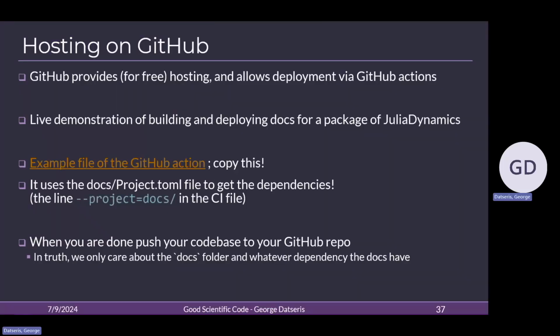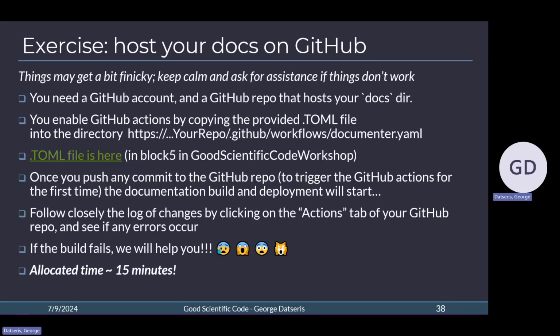So let's recap the process for building the documentation. You have a GitHub account that hosts your code base. You copy this .yaml file. It's not toml, I will fix it. To your repo, the folder is .github/workflows/ this documentation YAML file. This is the hyperlink to this file. And once you push your code there, remember what GitHub will do is run this make.jl file and then deploy the docs. Why? Because of this file that you're supposed to copy paste.